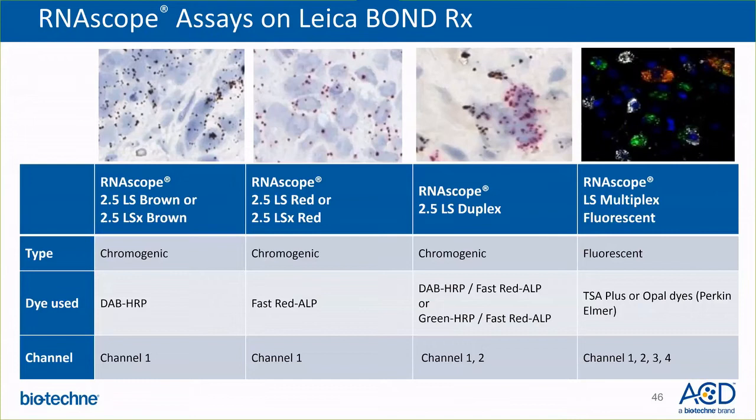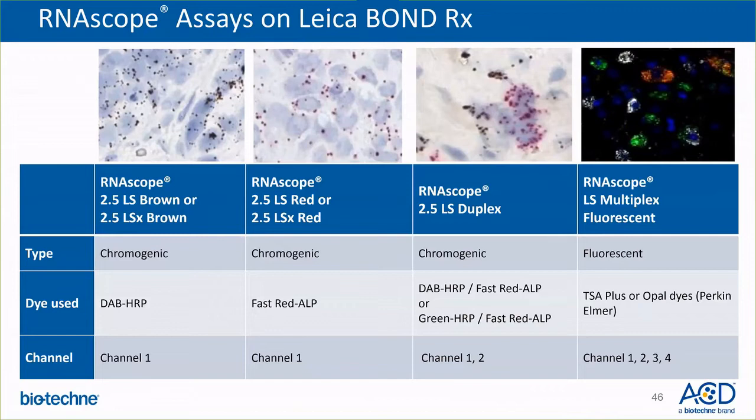First, we'll go over the RNAscope assays available on the Lacobond RX. If you're interested in only one target, then you may choose between the brown or the red assays. If you would like to detect two or more targets on one slide, then you may choose between the chromogenic duplex assay or the multiplex fluorescent assay. The chromogenic duplex assay can be visualized by either brown and red chromogens or green and red combination.